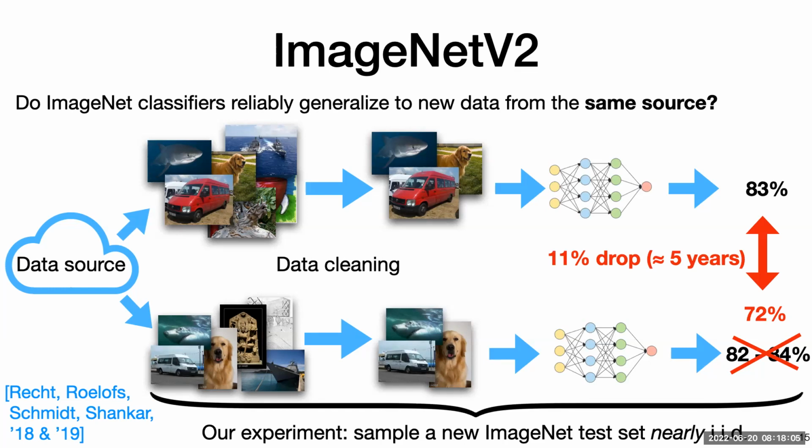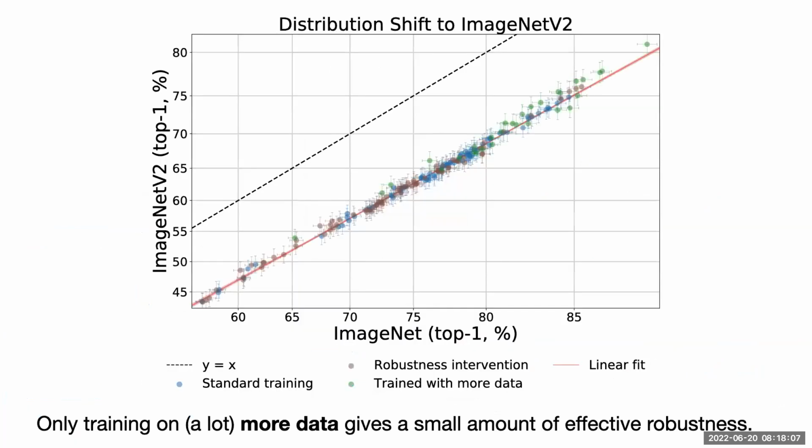Let's look at the results in our scatter plot evaluation. And these are now all the 200 models in our testbed evaluated on ImageNet V2. So the red line is still fit to only the blue points. And now we have 2 more colors here. We have brown points, which are the robustness interventions, or models with robustness interventions, and we have the green points, which are models trained with more data.